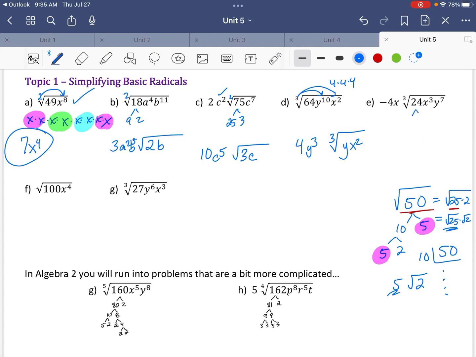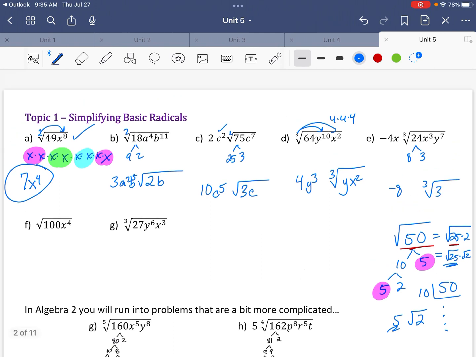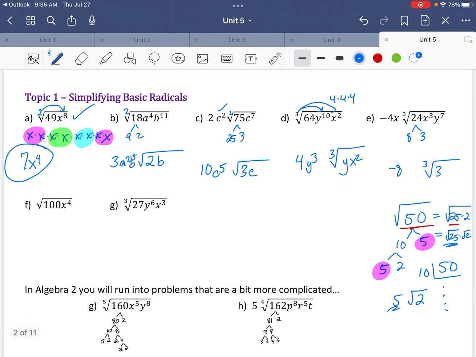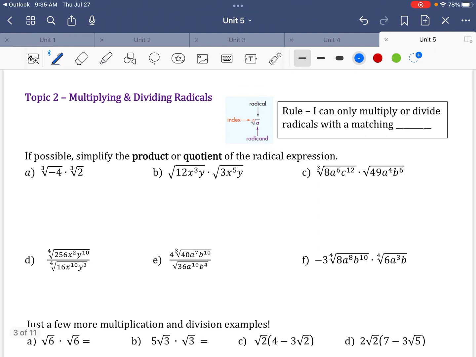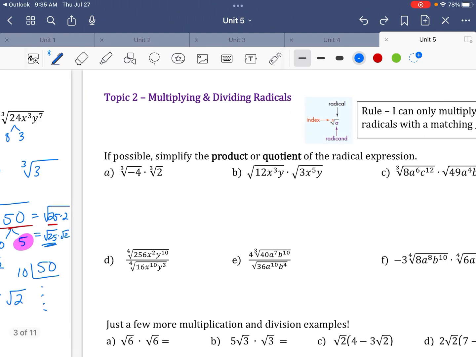All right, for 24 over here, the best perfect cube that goes in 24 is 8. 8 times 3. So the cube root of 8 is 2. So 2 is coming out to multiply with a negative 4, so it's negative 8. Leave some space, cube root, put my 3 back. And you have to write that little 3 up in the corner right there, the index. So that little number right there is called the index, right?